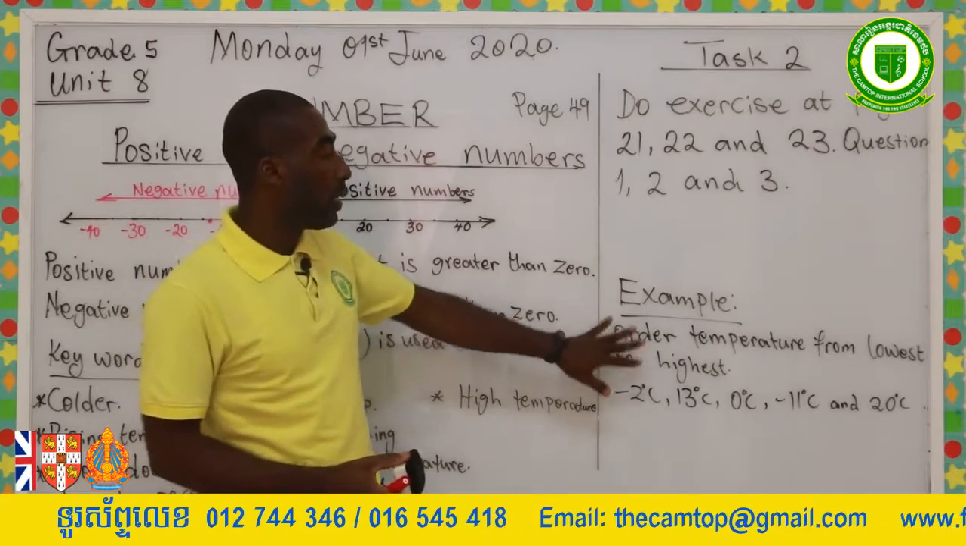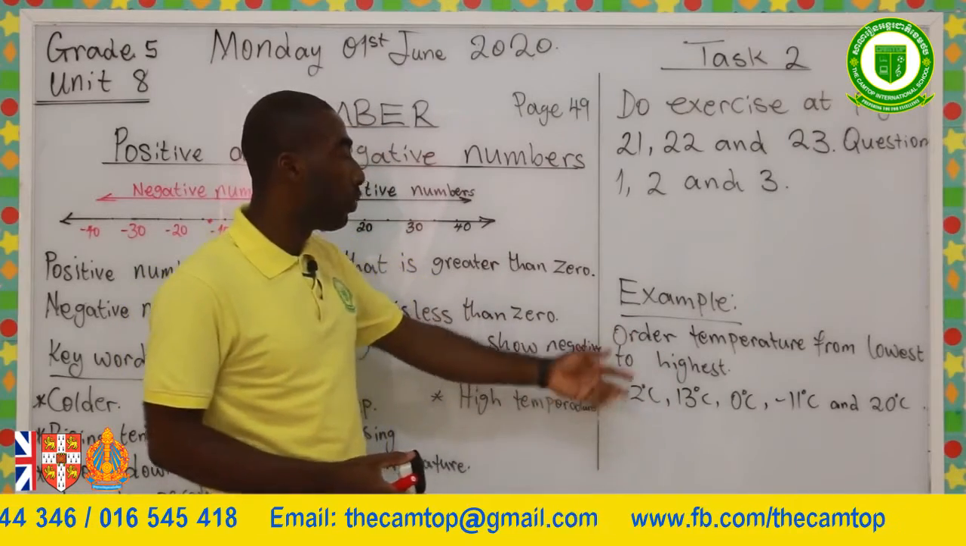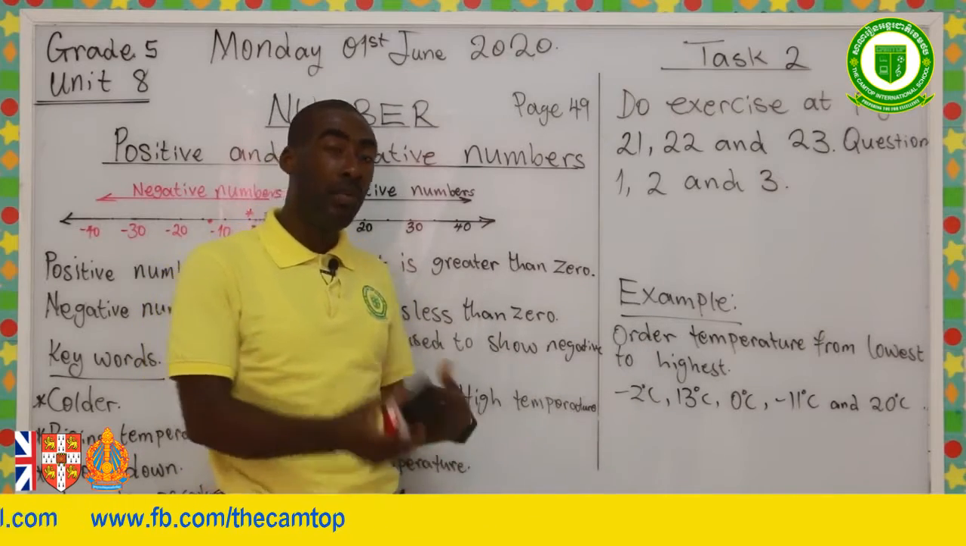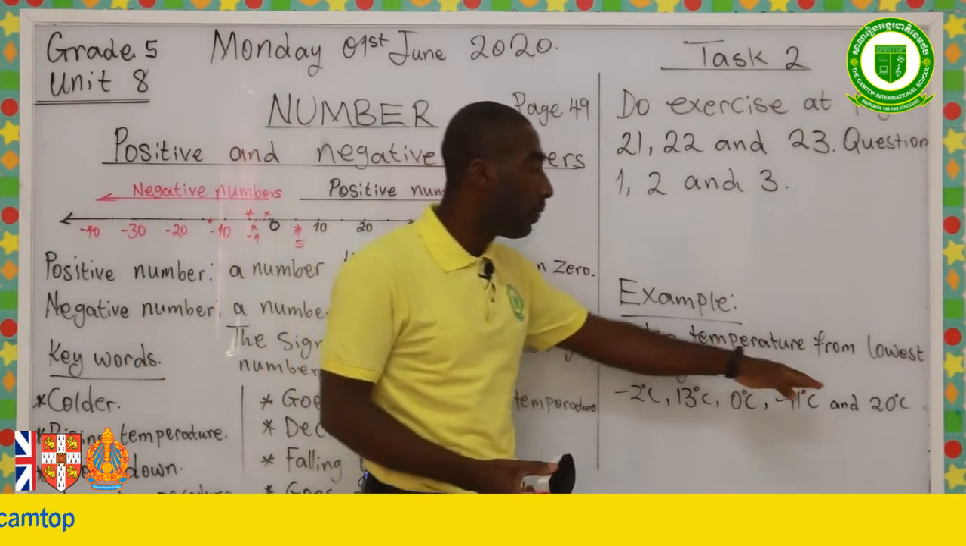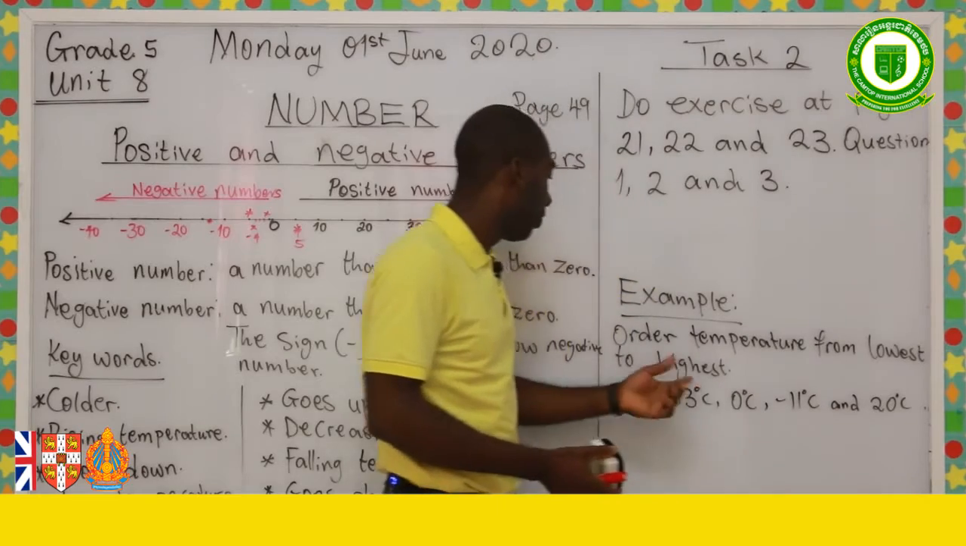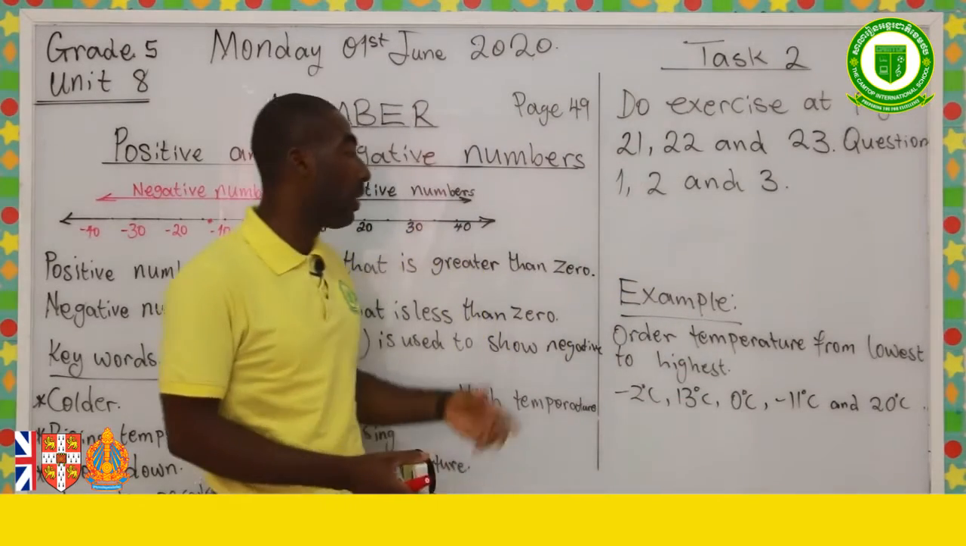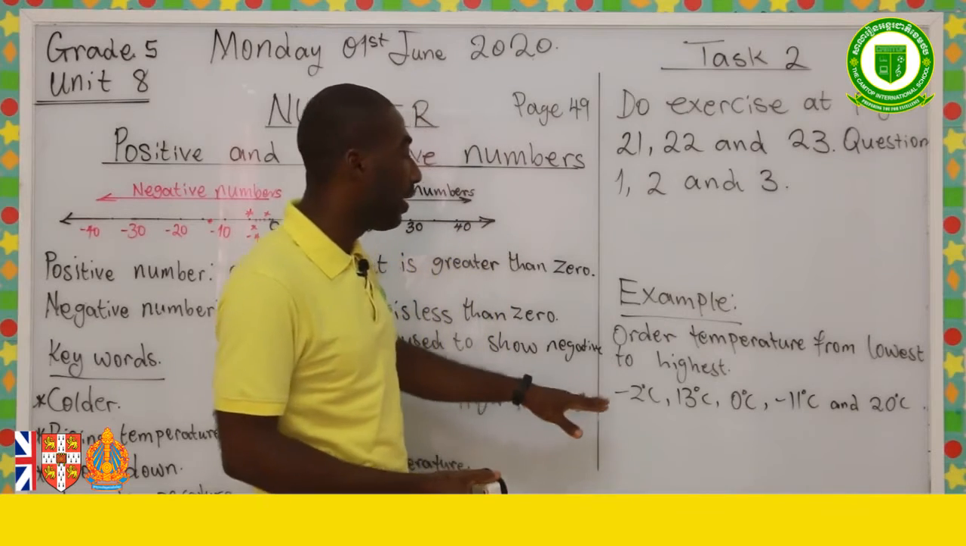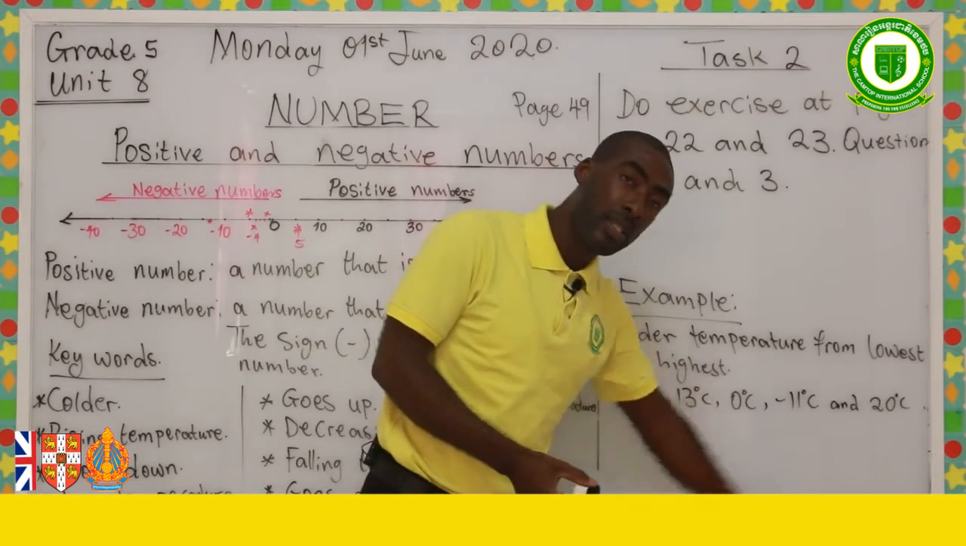Okay, so in this example, what we're supposed to do is arrange. When you hear the word order, it means we have to arrange. So order the temperatures from lowest to highest. We're going to arrange them from the lowest up to the highest. How do you identify which is lowest and which is highest?